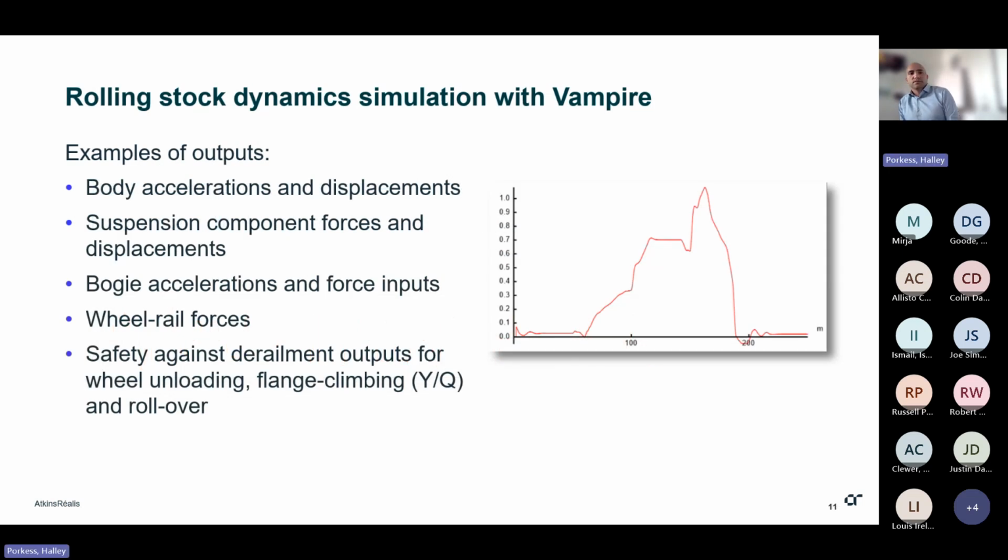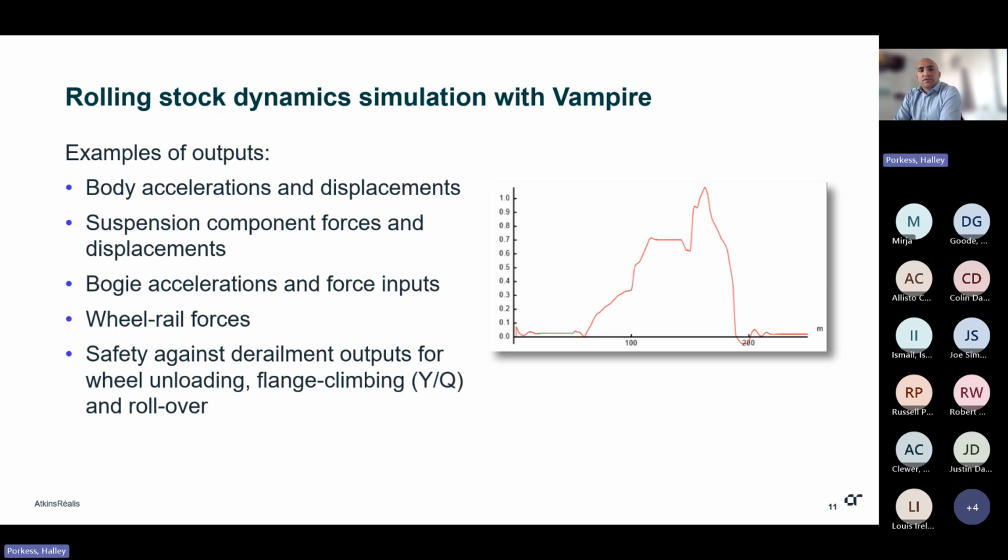In terms of outputs, we look sometimes at body accelerations and displacements. So typically, if we look at ride comfort, body accelerations would be used to look at ride comfort. Suspension component forces and displacements. So that could be looking at what happens if you have a failed suspension component. If you're a vehicle manufacturer, you'd be looking at that for looking at what forces would go into your suspension components over a lifetime.